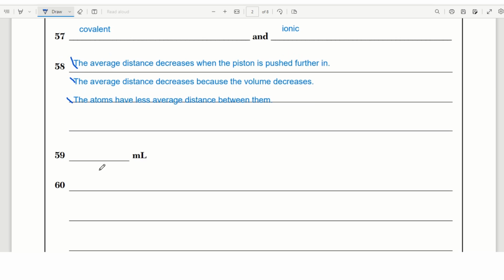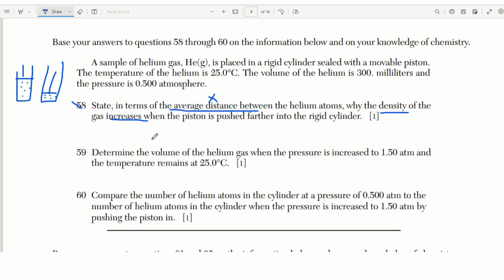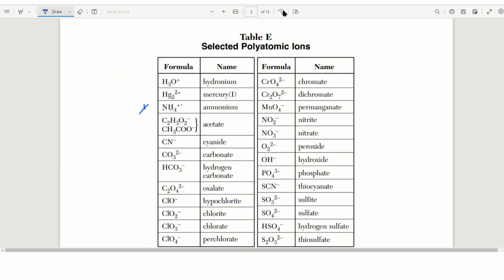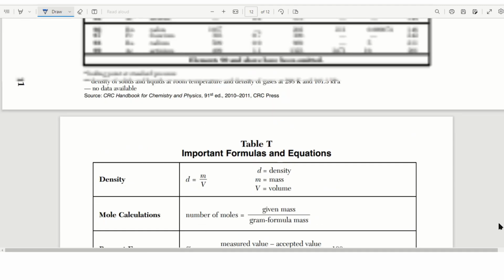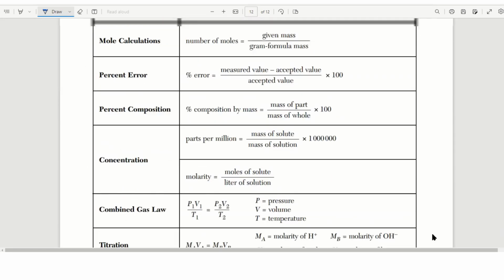All right, now this one, they gave me units. I'm gonna have to write an answer here. Okay, so let's look. Determine the volume of the helium gas when the pressure is increased to 1.5 atmospheres and the temperature remains at 25. Oh, you know what this is. I hope you recognize it. It is right here, combined gas law formula.